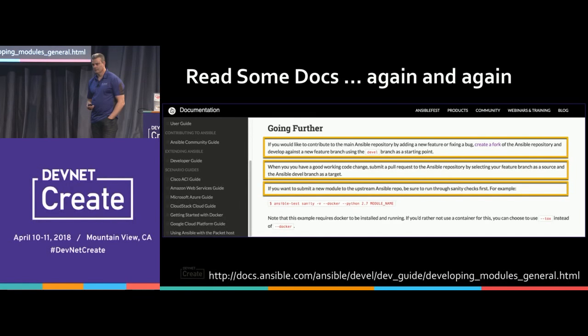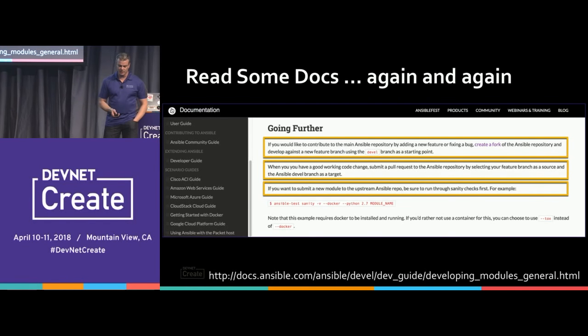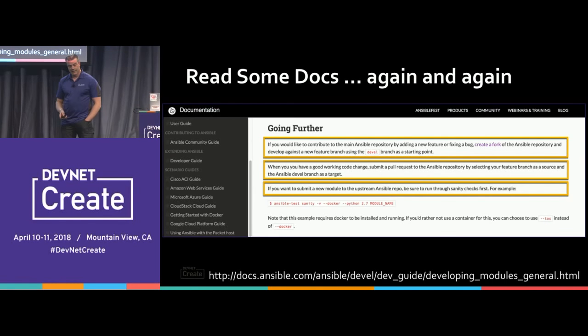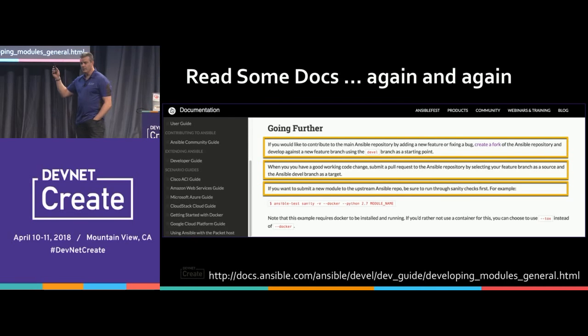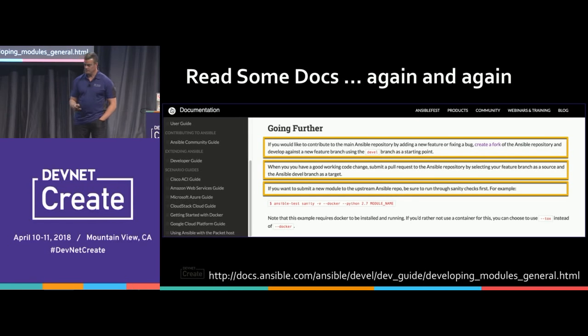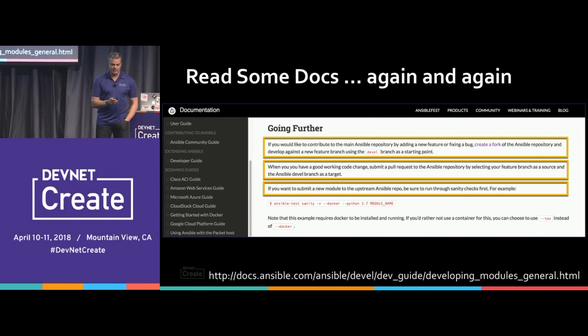But then we have an issue. Because I'm reading these docs about creating an Ansible module, and I get to this part about going further. And this part says, if you would like to contribute to the main Ansible repository by adding a new feature or fixing a bug, create a fork. And I'm going to tell you, way at the top of this document, it said clone your code. And you've been doing stuff all along in cloned code, directly from Ansible. And that's why I said fork it, don't clone it. If you're going to contribute, you need to fork it. So then it says, create a fork of the Ansible repository and develop a new feature branch using the develop branch as a starting point.